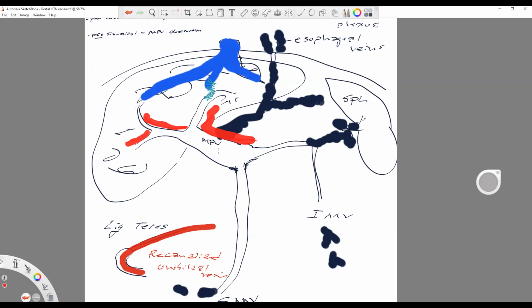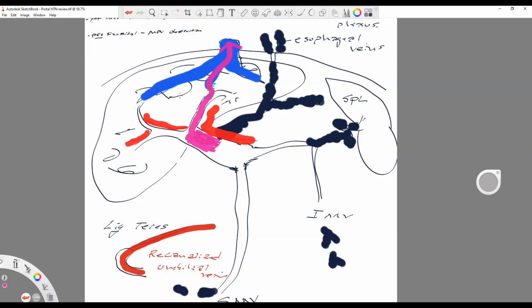So now you have, let's do portal blood being a little purple pinky, so we see the difference here. So now they've created a situation where the blood is coming up hepatopetally, but most of it is bypassing the liver and going back to the heart. And you think, well, why on earth would we want to bypass the liver? Well, normally we wouldn't. Normally that's a bad thing. But when it's a matter of life and death, you would rather bypass the liver than simply die.